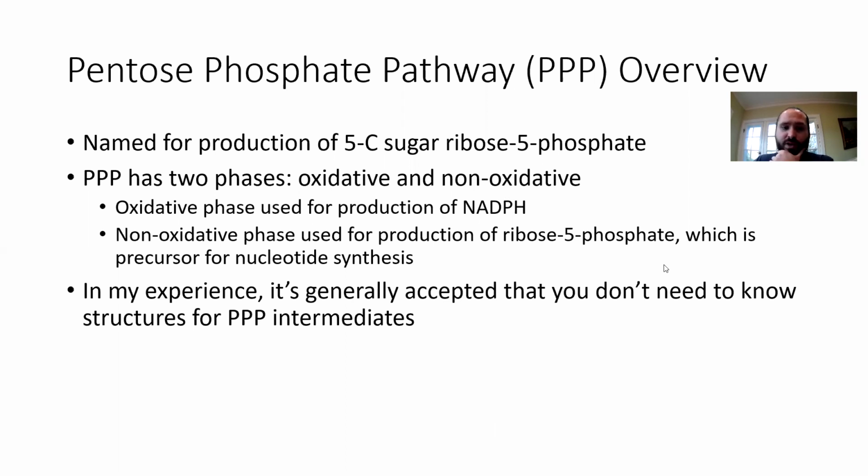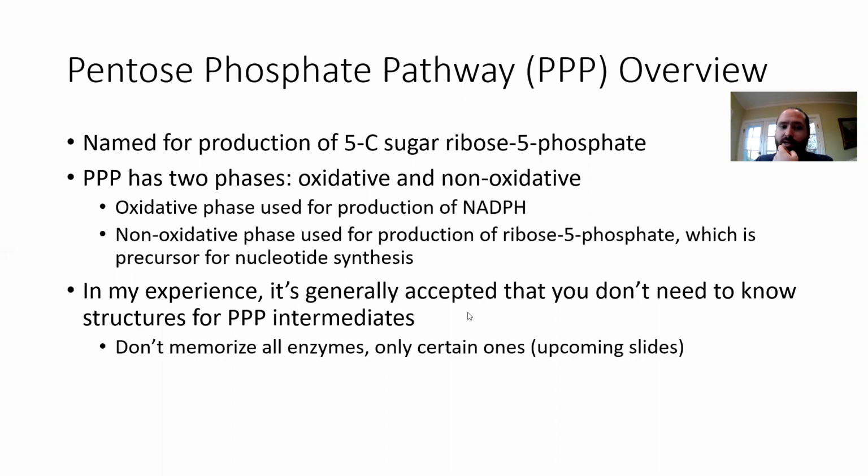In my experience, for the MCAT, it's generally accepted that you don't need to know structures for pentose phosphate pathway intermediates. And you don't need to know all the enzymes or all of the substrates as well, only certain ones. So we'll be emphasizing the important enzymes to know for the pentose phosphate pathway that you could actually be tested on, and the important intermediates as well. And the location of the pentose phosphate pathway is in the cytosol.